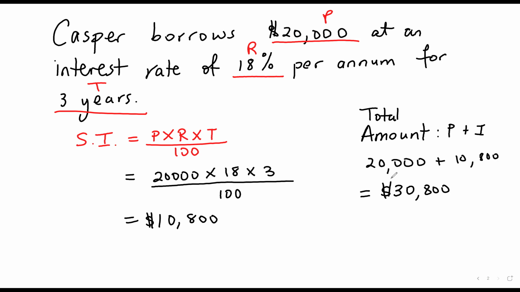Right, so that's simple interest, and you can rearrange that formula to make any of these the subject. So you could rearrange the simple interest formula to make the principal the subject or the rate or the time, right? So, for example, simple interest is equal to principal by rate by time all over 100.